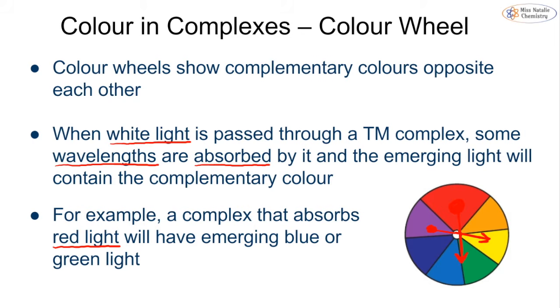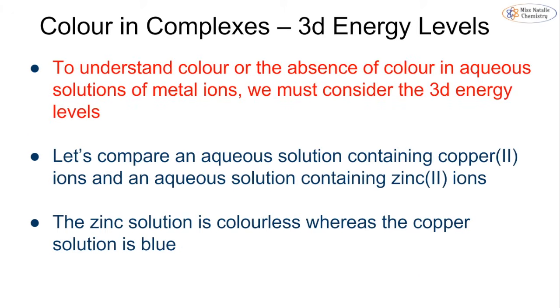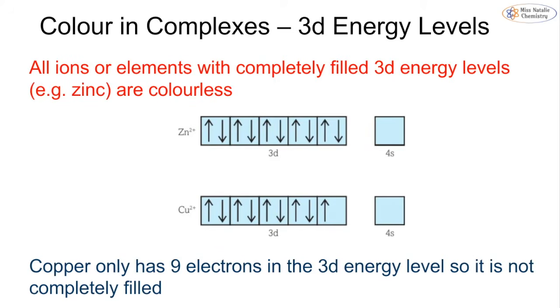And this is then to do with the energy levels. So we need to consider the 3D energy levels. This is what makes transition metals so special, because we're talking about the 3D. And we want to compare a solution containing copper 2 ions and zinc 2 ions. So the zinc solution is colourless, but the copper 2 is blue. And the reason for this comes down to the difference between the energy levels.